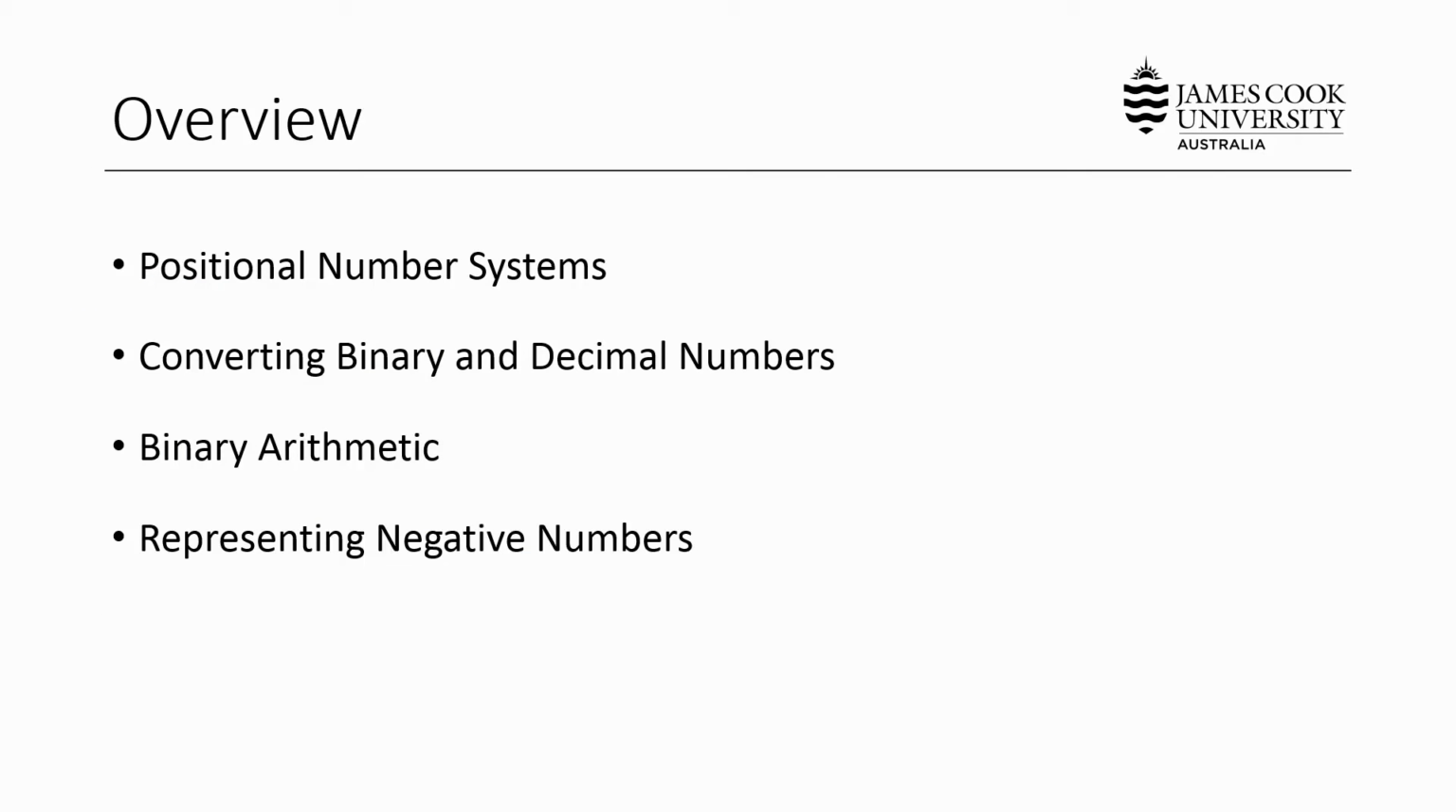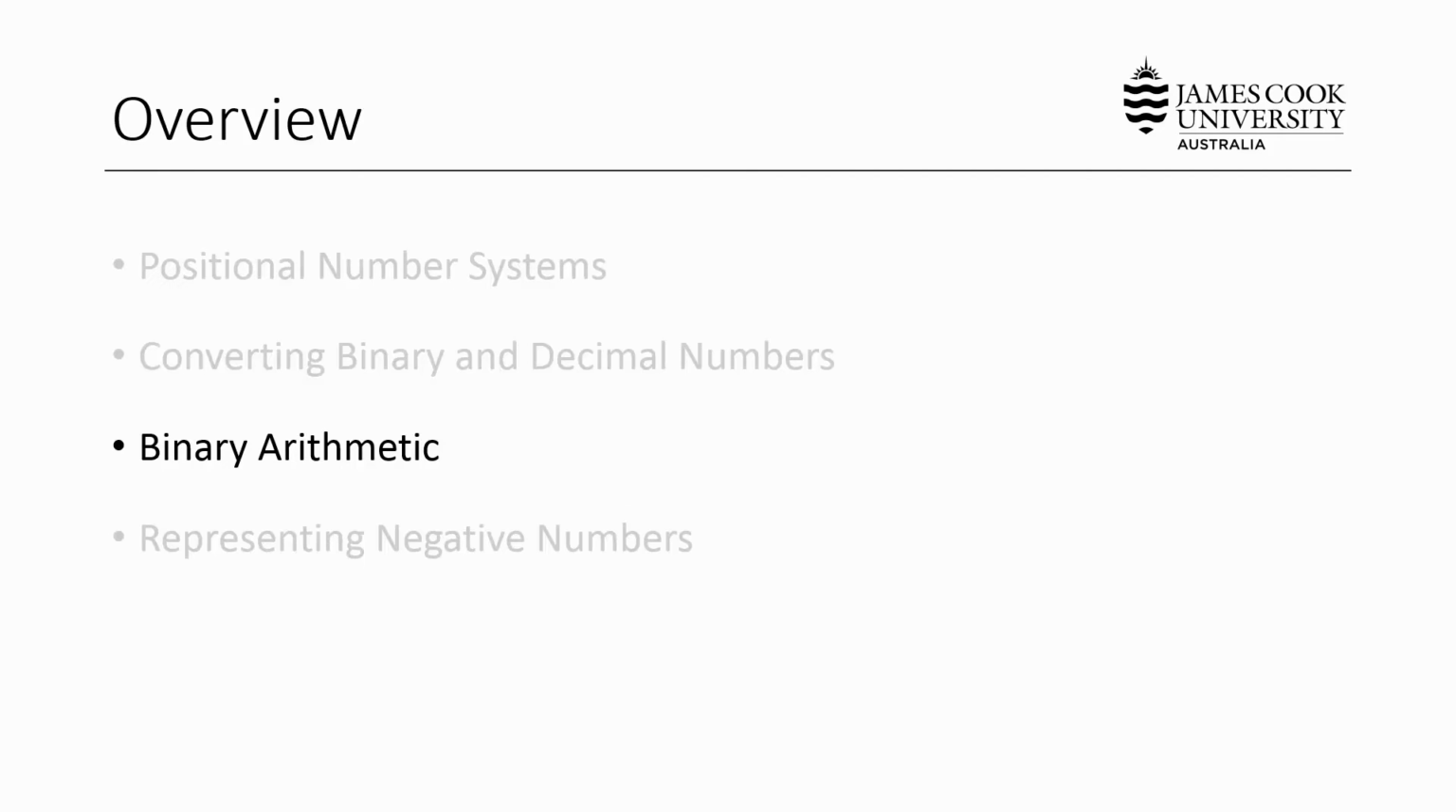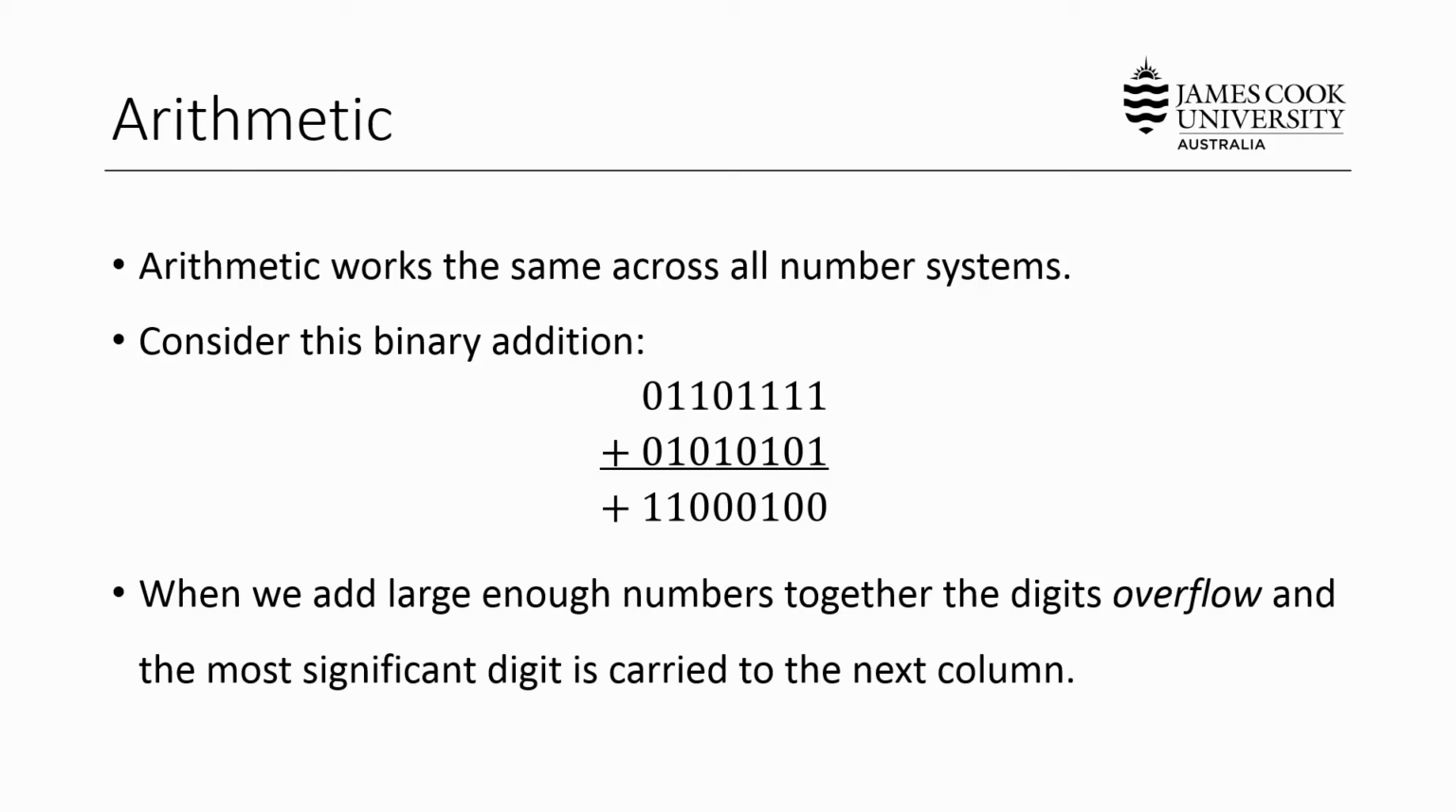So that's it for converting binary and decimal numbers and hexadecimal numbers. Now let's look at binary arithmetic, because computers use these values to perform different calculations. Arithmetic just means subtraction and addition. So let's look at some subtraction and addition with binary numbers.